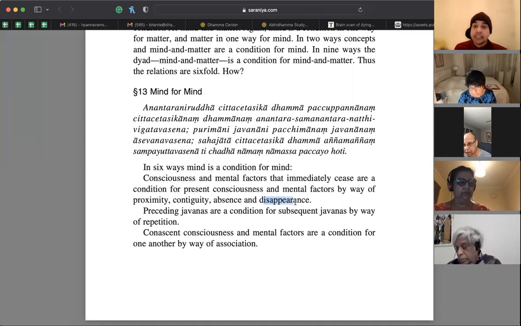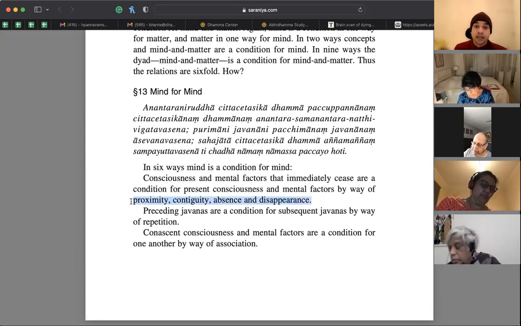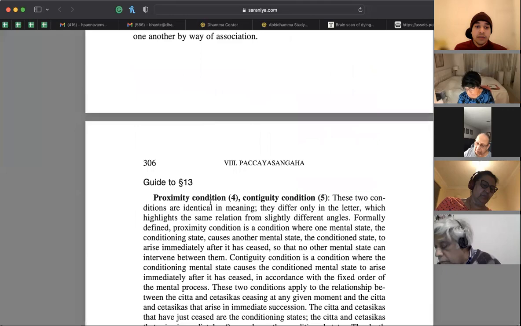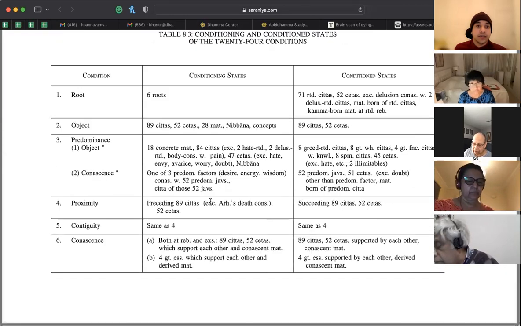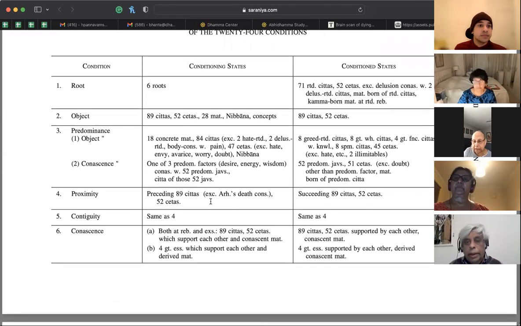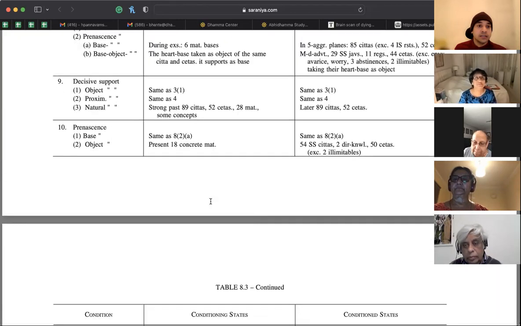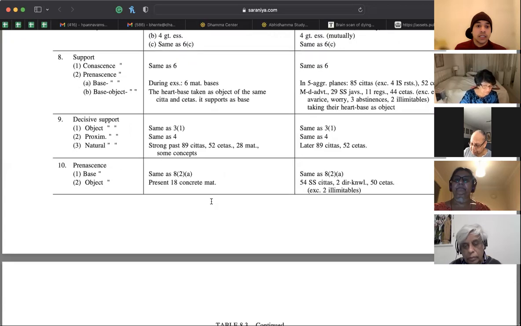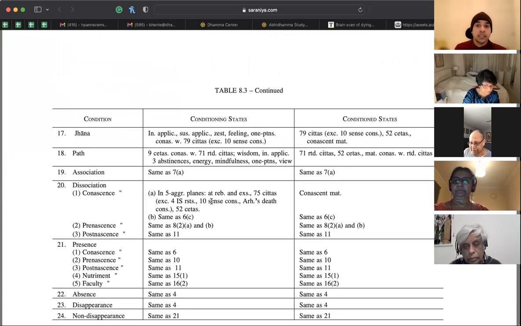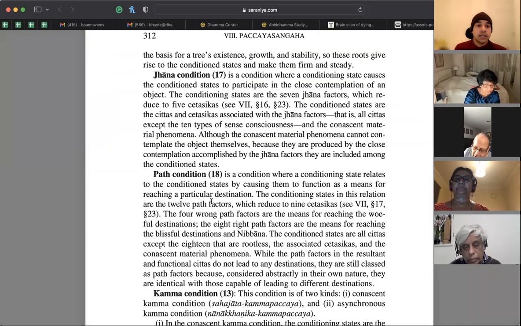Absence and disappearance. Just highlight that section, please. Is there a chart later on? Yes, there's a chart. No, better highlight it.